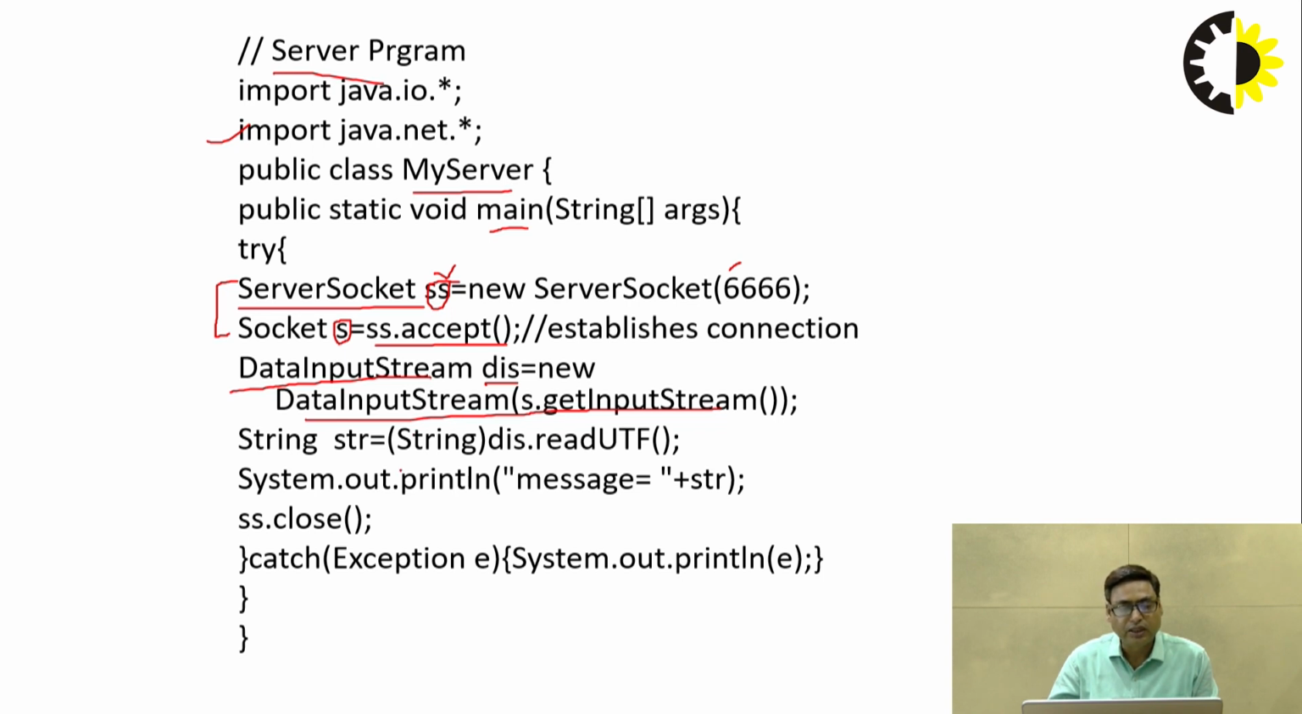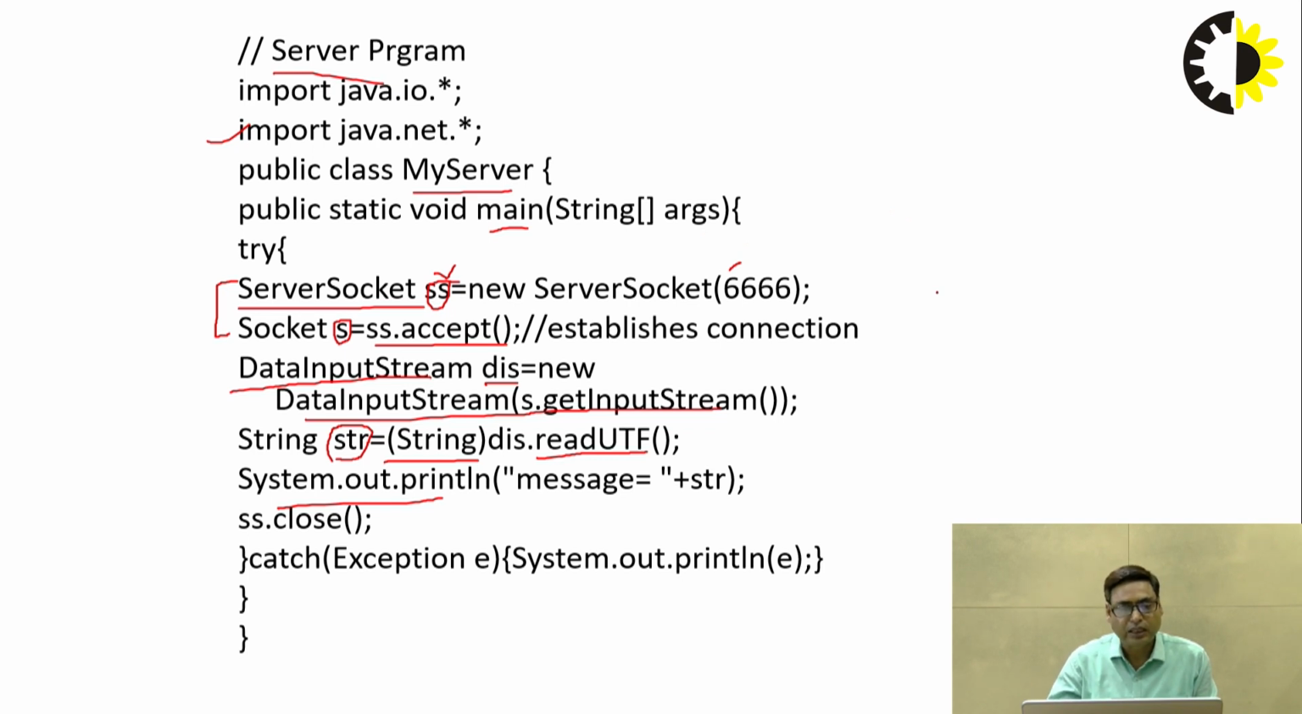Now, to receive the data, we need to create a string variable. So, the string variable is created. Then we are using the method readUTF to read the data which is given by the client, and we are typecasting it to a string. So, the data which is given by the client is stored in str and we are displaying it with the help of System.out.println, and the message will be displayed on the monitor. This is the program for the server.